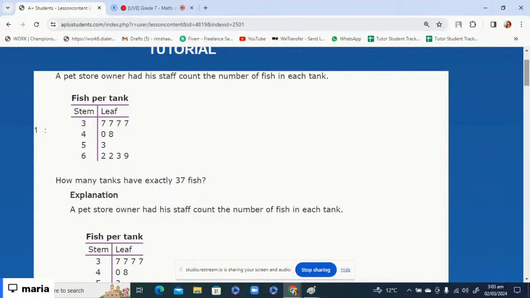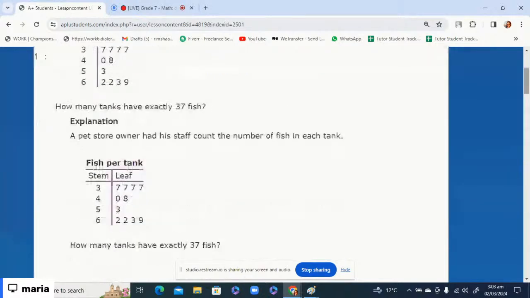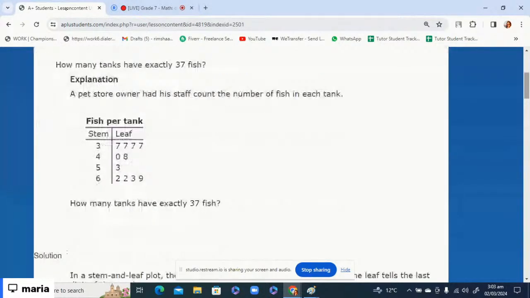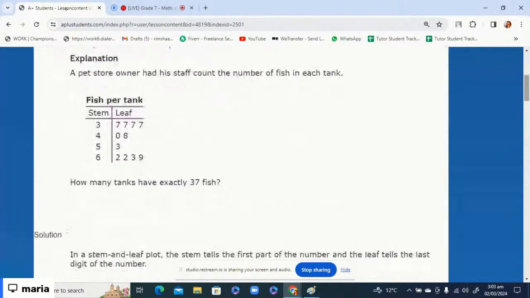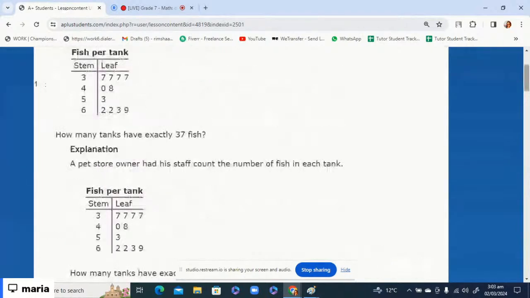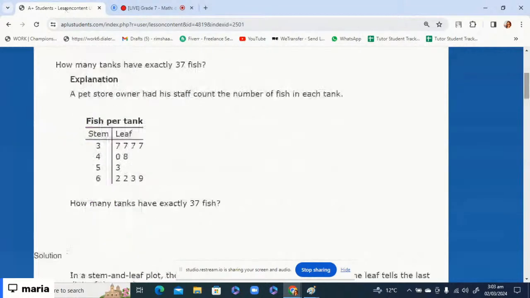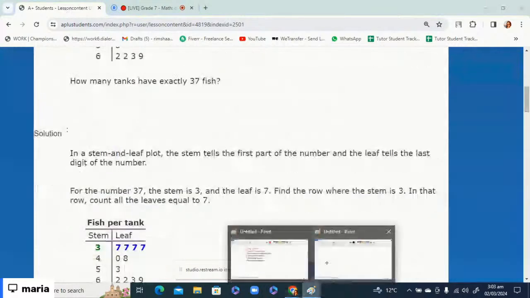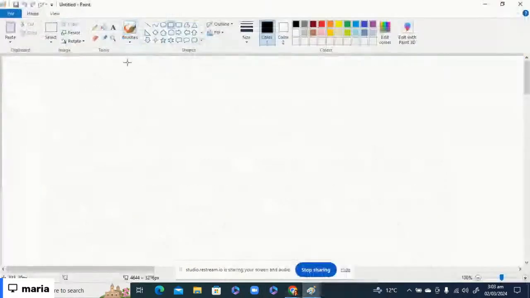Now, they are saying to count the number of fish in each tank. And how many tanks have exactly 37 fish? So now we're going to find out how many tanks have exactly 37 fish. Let's do it. Look at the first stem, that is 3. And how many 7s are there? 1, 2, 3, and 4. 7 four times here.